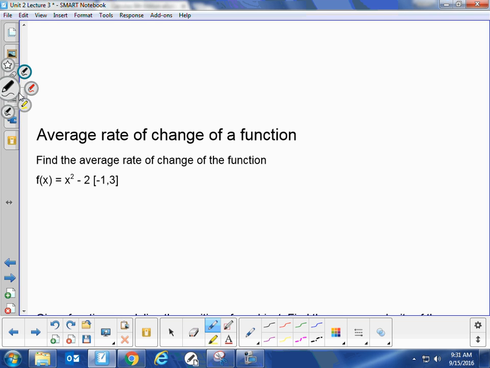So the function is x squared minus 2. I want you to find the average rate of change of the function between -1 and 3. All you would need to do when asked this question is to find the slope of the line that connects those 2 points, which means you need to find the 2 y coordinates and use the 2 y coordinates and the 2 x coordinates to find the slope. So go do that and check your answer with a neighbor.